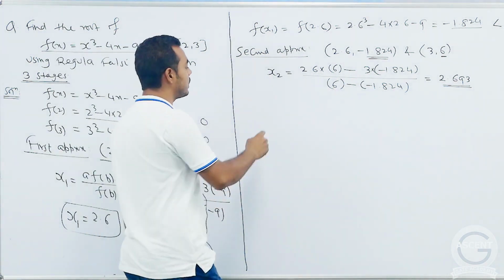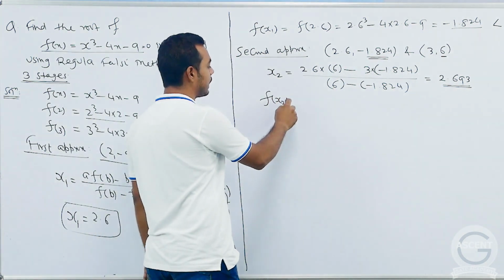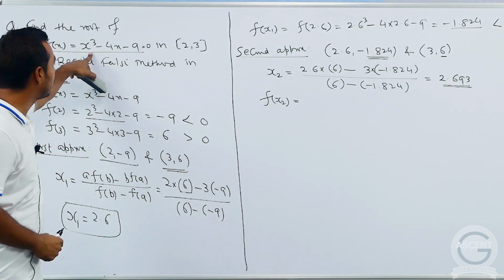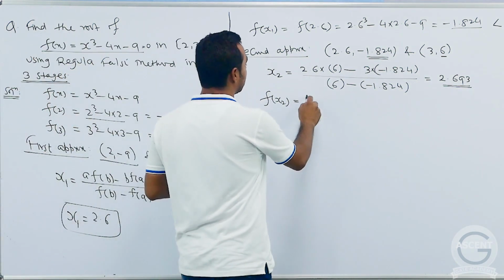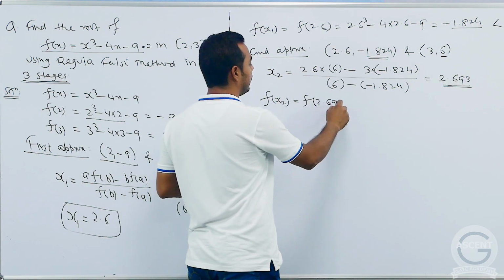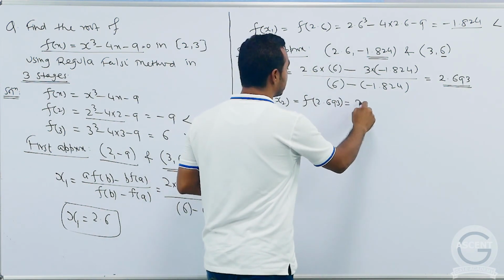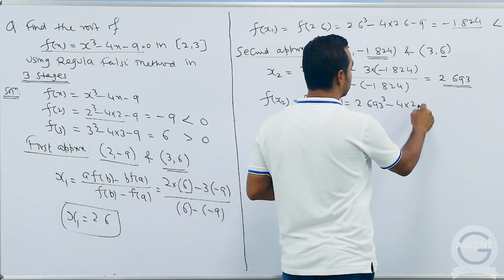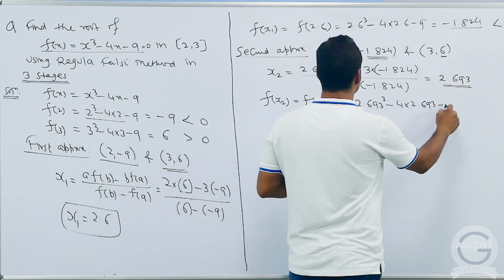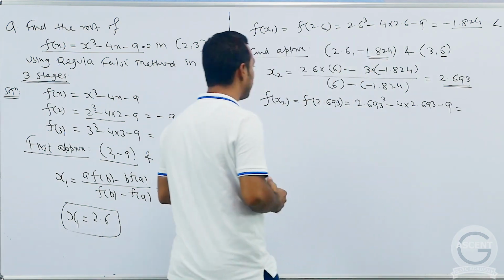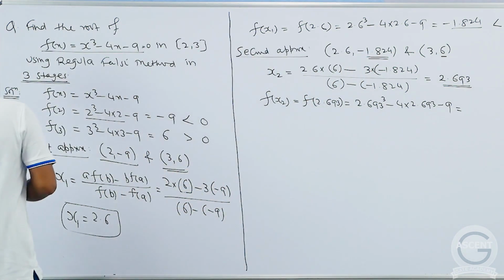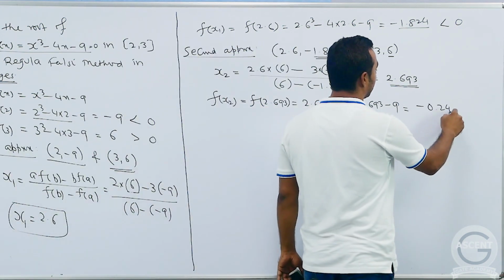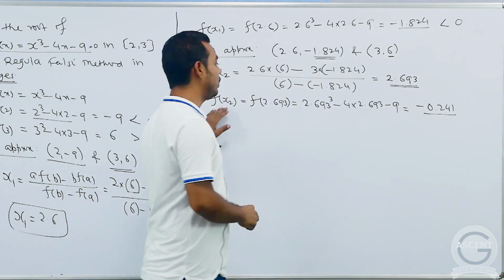Now for the next iteration, we need to calculate the value of f of x2. So f of x2 will be, this is your expression for f of x. So f of x2 means f of 2.693. So this will be 2.693 cube minus 4 into 2.693 minus 9. Now if you do the calculation, you will find that this number will be minus 0.241. This will be the value of f of x2.